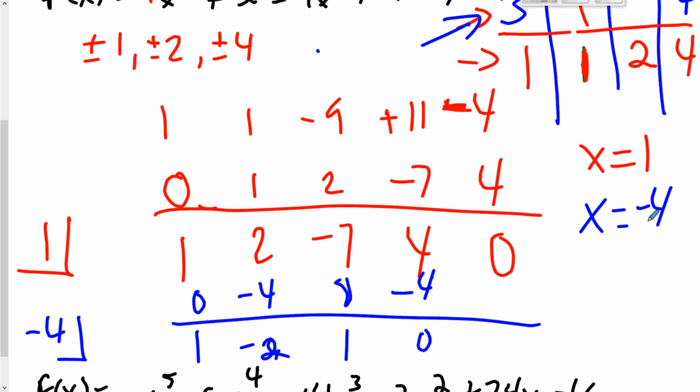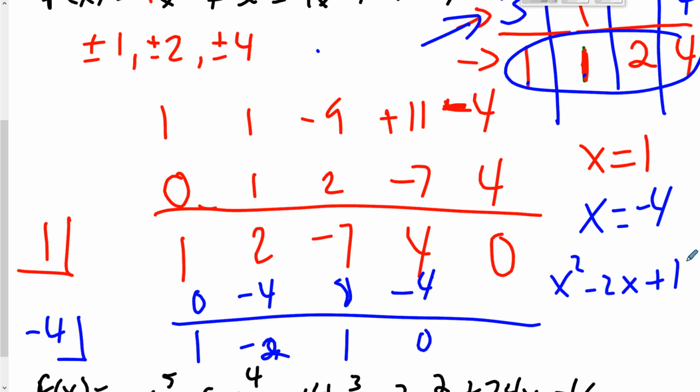So we know now, because I already tested +4, that this is the case right here. So this is our case. We have our positive, we have our negative, and now the last 2 are going to be imaginary. So now this drops down to a quadratic, right? So we know they're going to be imaginary. So we have x squared minus 2x plus 1, which we can see is not factorable.